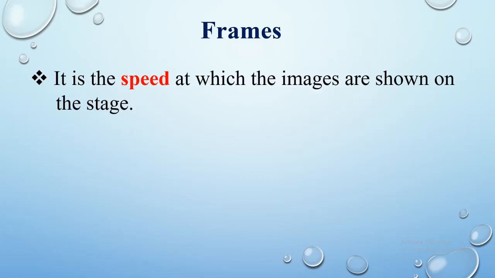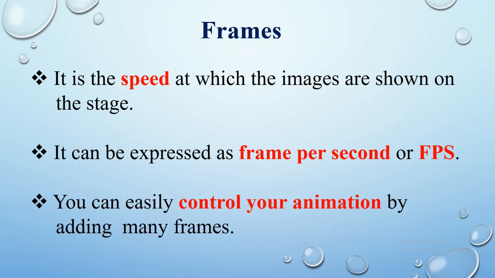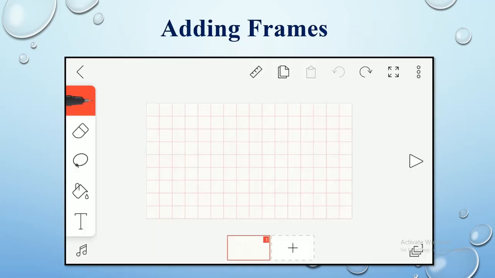Next one, frames. What do we mean by frame? It is the speed at which the images are shown on the stage. How fast or how slow the animated pictures can be applied, you have to use the frames per second option. So it can be expressed as FPS or frames per second. You can easily control your animation by adding many frames. So how to add the frames? The frames option is available here. You just touch it.